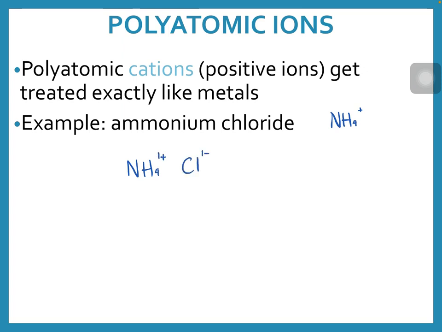We will crisscross our numbers and then do lowest terms, which here we have 1 and 1, so we can't go any lower. And we also won't write the 1. So here we have NH4 and Cl is the formula for ammonium chloride. And I'm going to do another one here, ammonium sulfide.